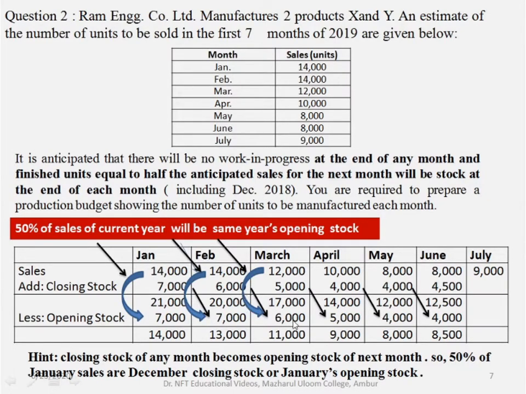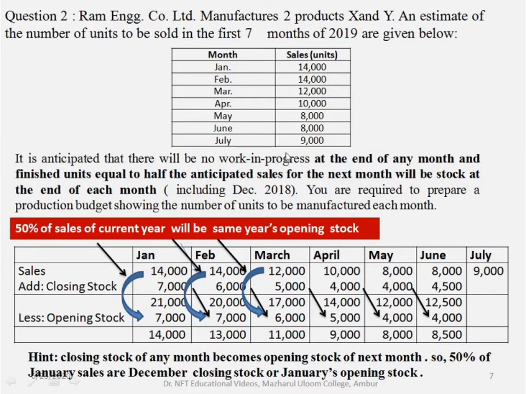Here 6,000 is the opening stock. March's closing stock of 5,000 is the opening stock of April. April's closing stock is May's opening stock. Again, May's closing stock is June's opening stock. As far as this is concerned, right from February till June, we know the details. But for January, it's not available.